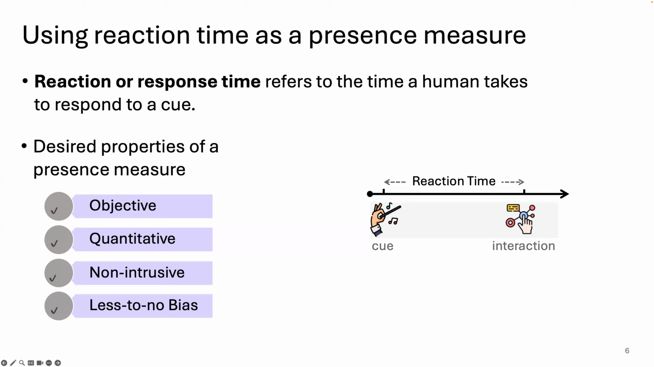Reaction time as a measure satisfies many of the desired properties, such as it is objective and quantitative. It also doesn't require any intervention that will actually cause distraction or a break in presence. We don't have any causal link between presence and reaction time, but my work has established a negative correlation between presence and reaction time, which means that the higher the presence, the lower the reaction time, and vice versa.